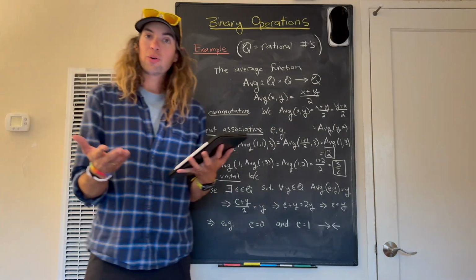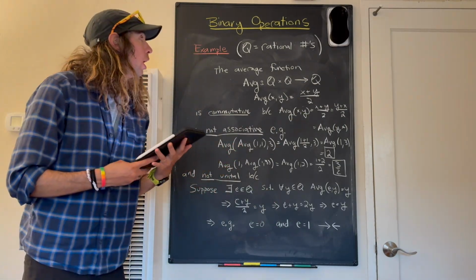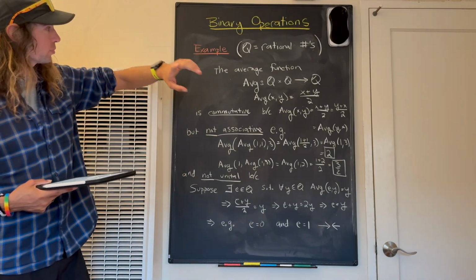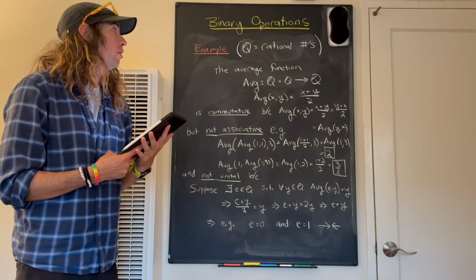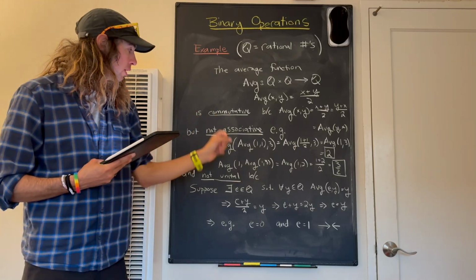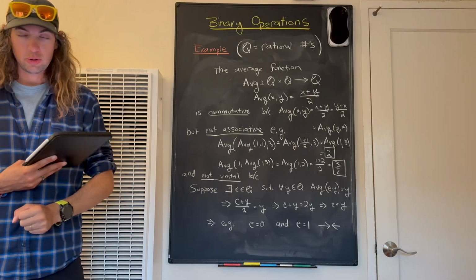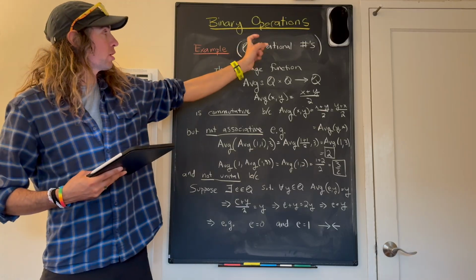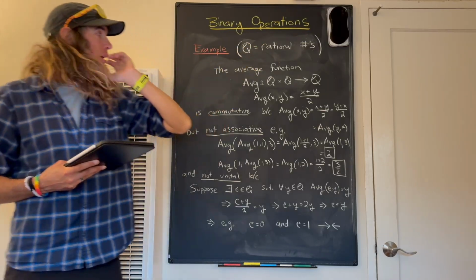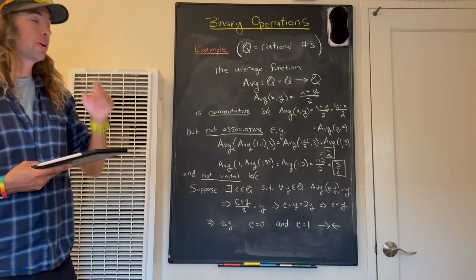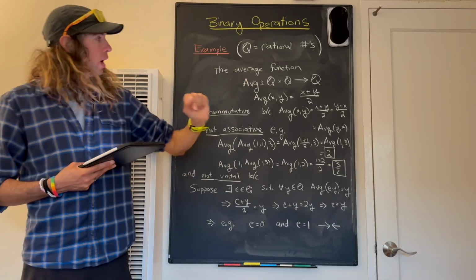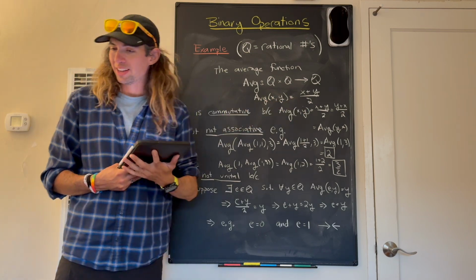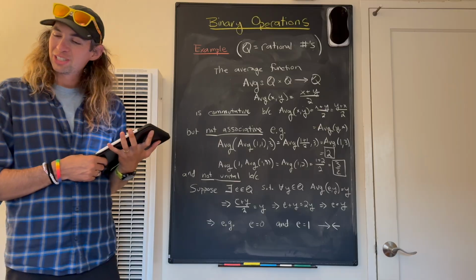Okay, here we have the next example of a binary operation, which will fill in another section of the Venn diagram. So this will be an example of a binary operation which is commutative, but is not associative and not unital. Okay, so Q, the blackboard bold Q, will be the rational numbers, and the binary operation we're going to consider is the average function. The average of two rational numbers x and y is just x plus y divided by 2, which is again a rational number always.